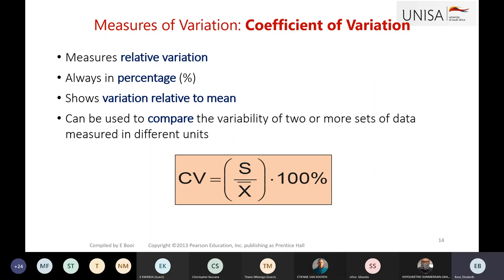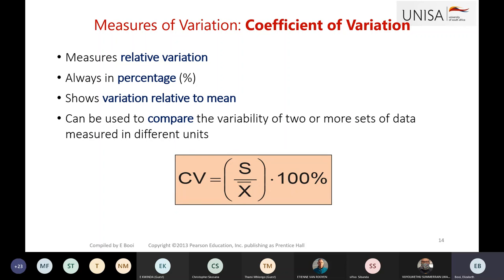We use coefficient of variation to compare the variability of two or more products. So let's say you work for an insurance company. I think we used this example earlier when we were doing the introduction. Let's say you work for an insurance company and you work as an investment manager. You look after the portfolio of investment of people.